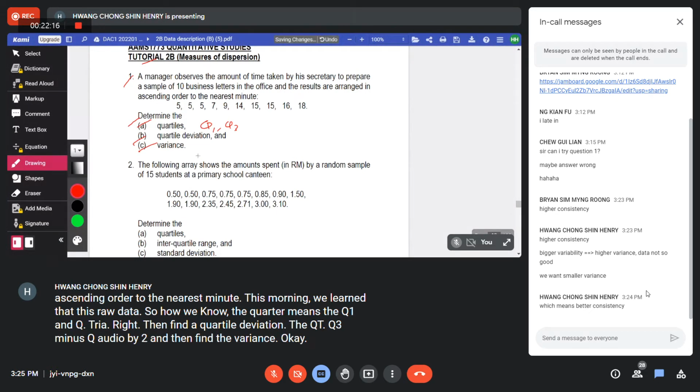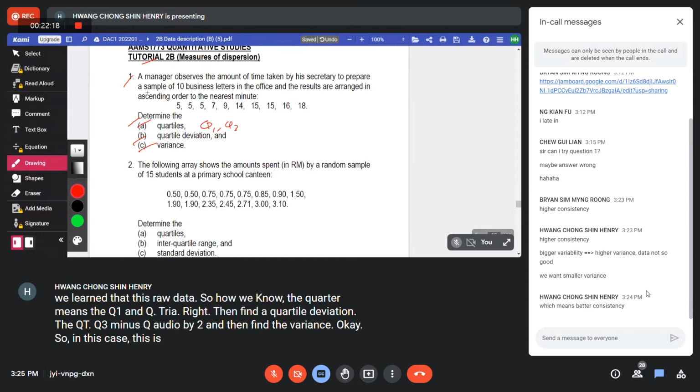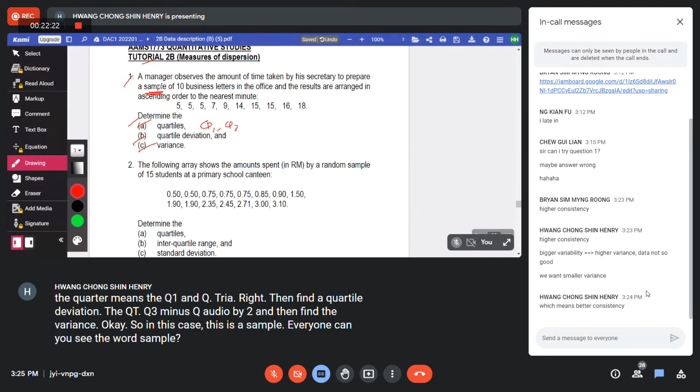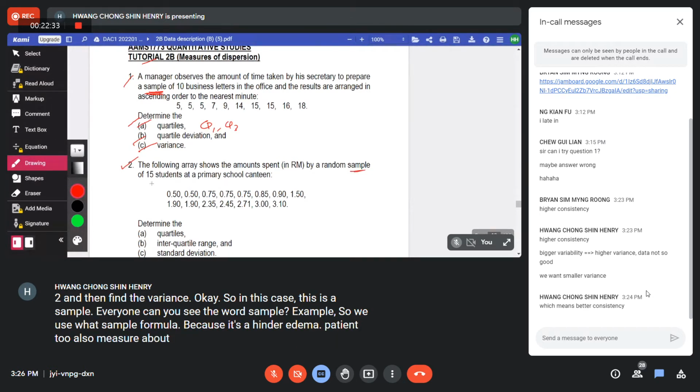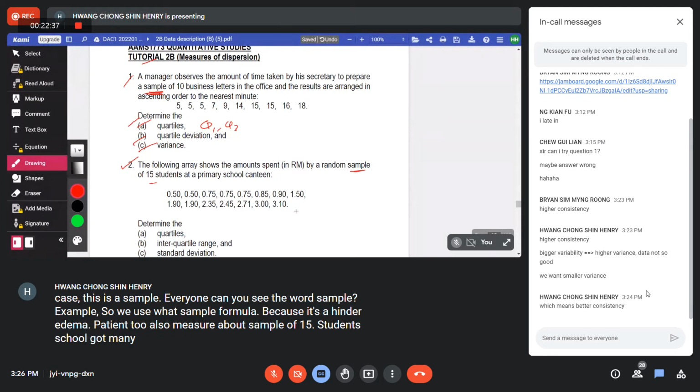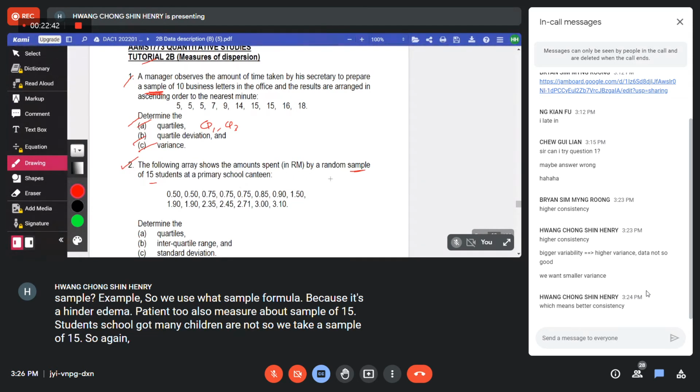In this case, this is a sample. Everyone, can you see the word sample? Sample. So we use what? The sample formula, because there's a hint there already. Question 2 also mentions a sample of 15 students. The school has many children, so fair enough, we take a sample of 15. So again, use the correct formula.